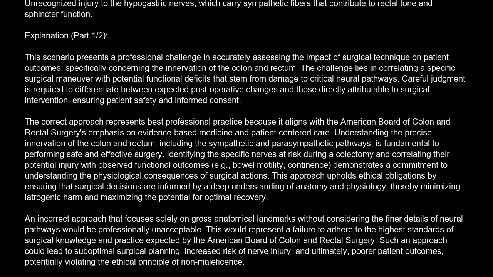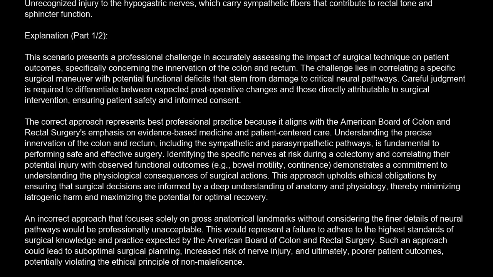The challenge lies in correlating a specific surgical maneuver with potential functional deficits that stem from damage to critical neural pathways. Careful judgment is required to differentiate between expected post-operative changes and those directly attributable to surgical intervention, ensuring patient safety and informed consent. The correct approach represents best professional practice because it aligns with the American Board of Colon and Rectal Surgery's emphasis on evidence-based medicine and patient-centered care.